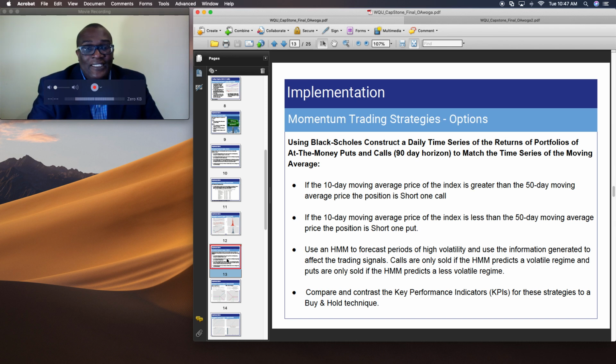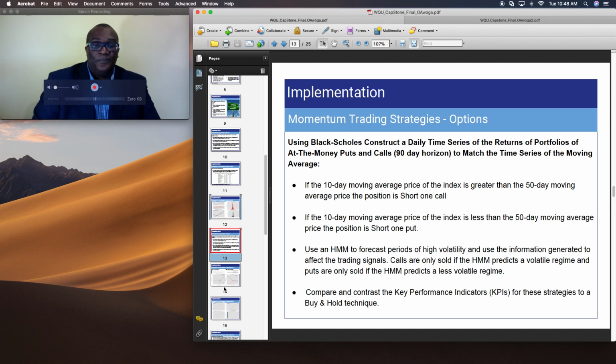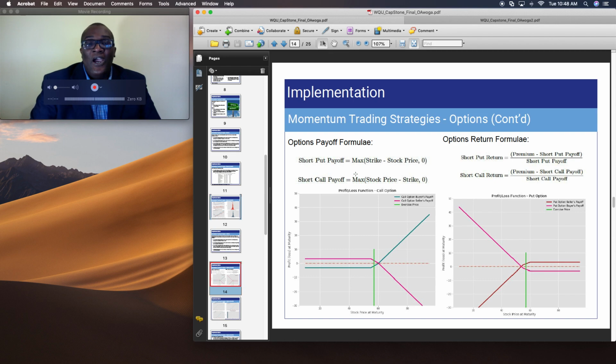First of all, we designed the strategy without using the HMM, and then we implemented another one that uses HMM to affect our trading signals. Calls are only sold if the HMM predicts a volatile regime, and puts are only sold if the HMM predicts a less volatile regime. As we did before, we compared and contrasted the key performance indicators to a buy and hold strategy. So the payoff for both the short call and the short put are calculated as follows. In addition, we use this formula to calculate the returns on our positions.